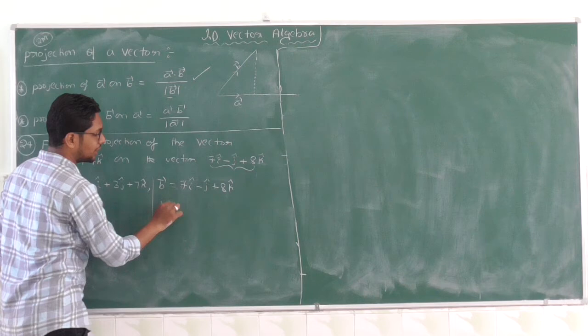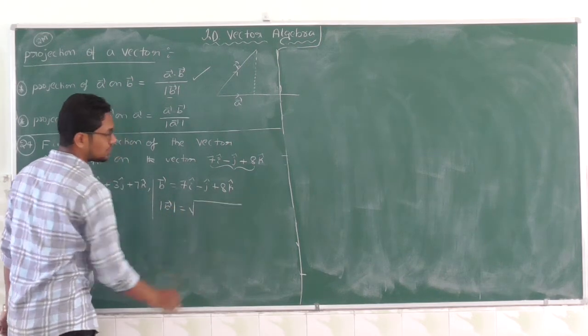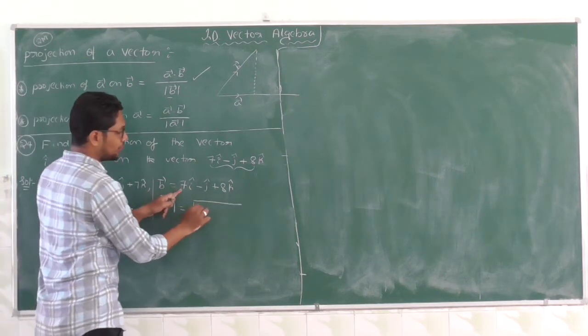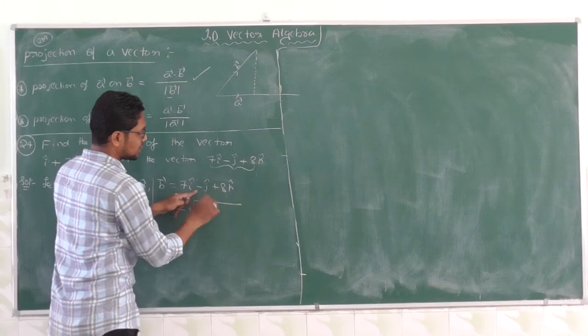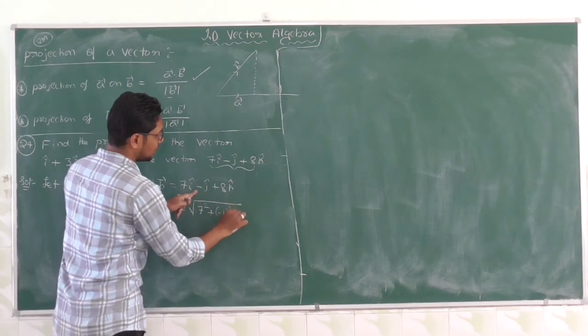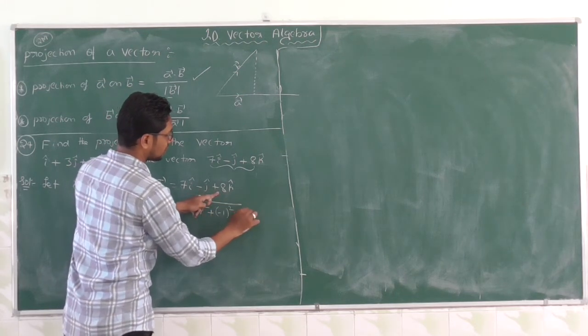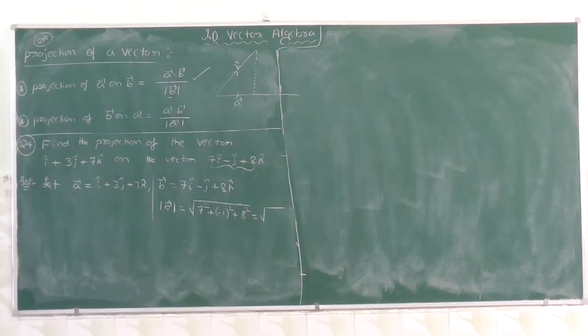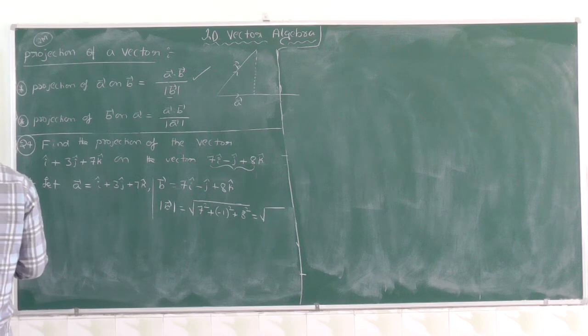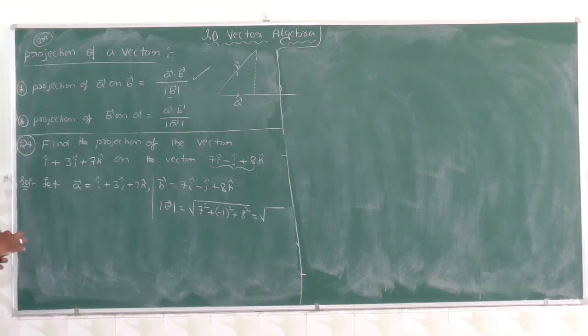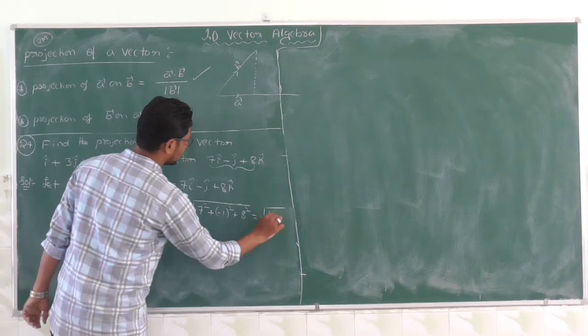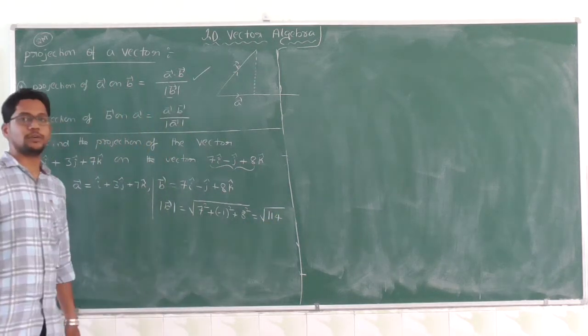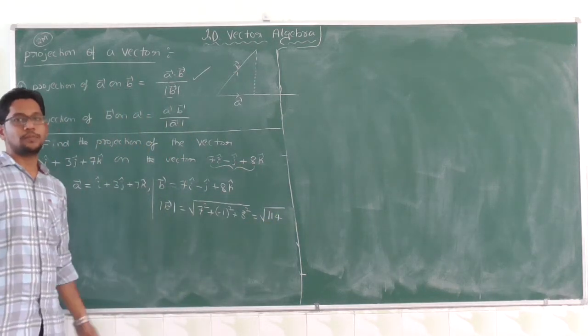Here itself I will find out the magnitude of B, which equals the square root of, how to find magnitude? I component square, that is 7 square, plus j component square, that is minus 1 whole square, plus k component square, that is 8 square. How much will the value be? We just find out. 7 square is 49. 49 plus 1 is 50. 50 plus 64 is how much? 114. So the square root of 114 is the magnitude of B.